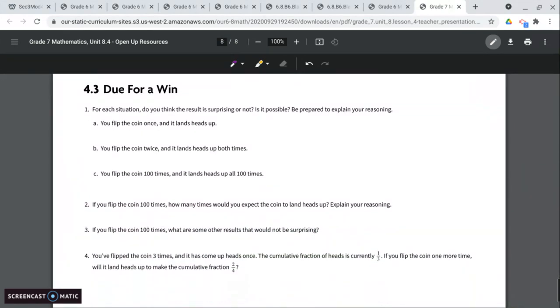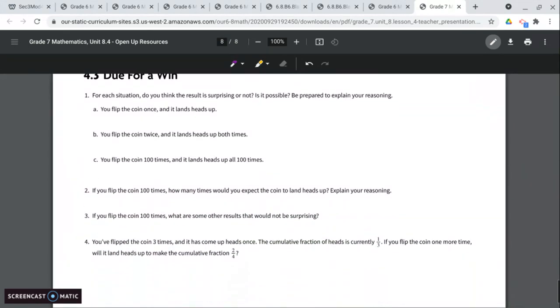All right. For each situation, do you think the result is surprising or not? Is it impossible? Be prepared to explain your reasoning. You flip a coin once, it lands heads up. Is this surprising? Not really. There's a 50% chance of that happening. So not surprising, and yes, possible.